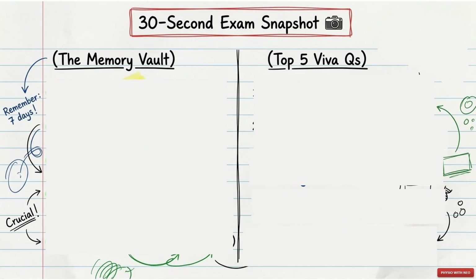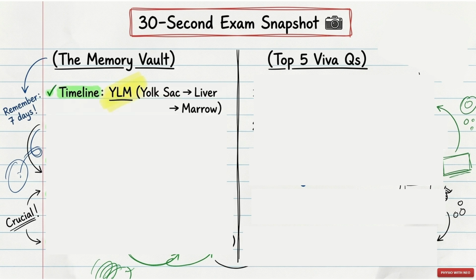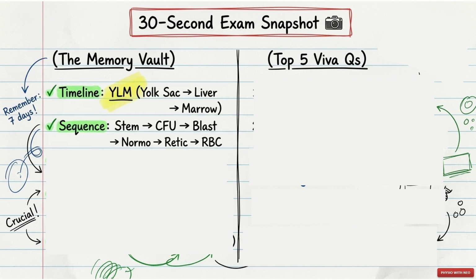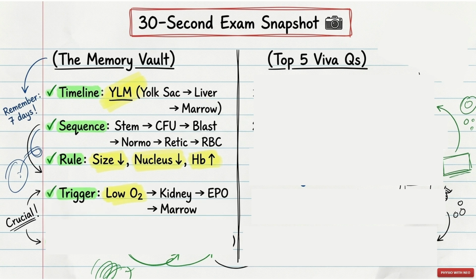Now let's store the entire chapter in your memory vault. Timeline: yolk sac, liver, marrow. Sequence: stem cell, colony forming unit, blast, normoblast, reticulocytes and RBCs. Rules: cell size decreases, nucleus decreases, then disappears, and hemoglobin increases. Trigger: low oxygen stimulates peritubular capillaries of kidney, releases erythropoietin, acts on marrow, releases RBCs. And the factors required: iron for hemoglobin, vitamin B12 and folic acid for DNA.